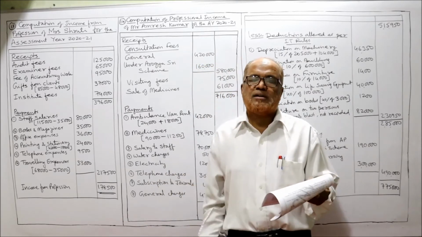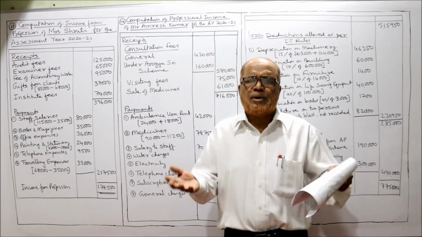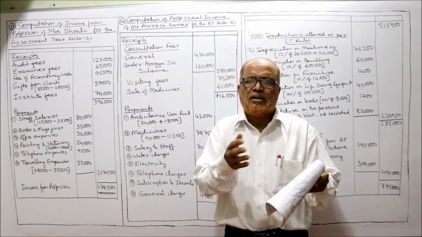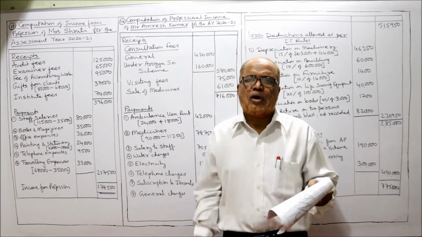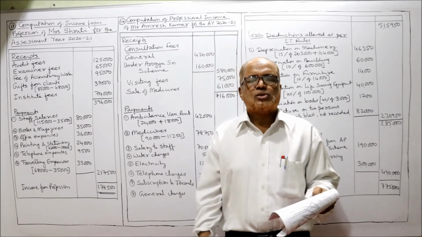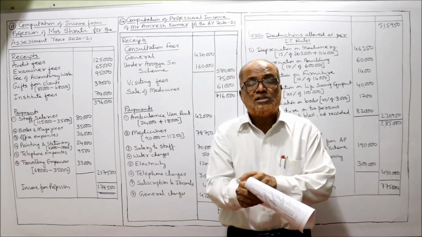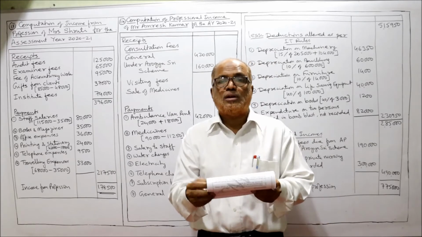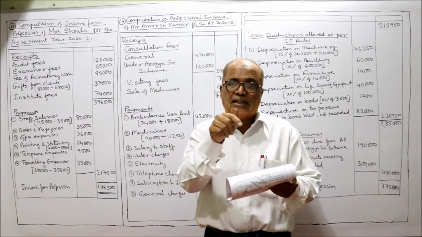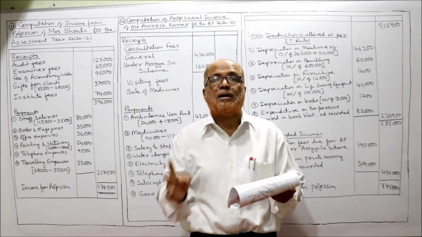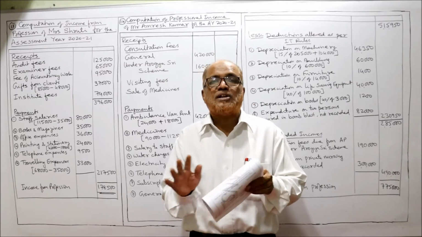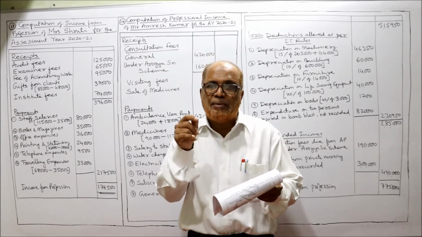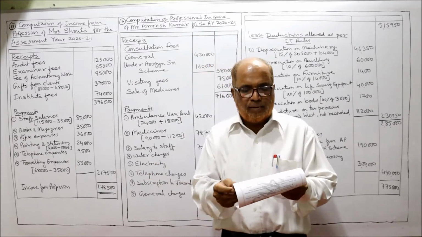Normally traveling expenditure will be allowed as deduction because for the purpose of profession, the assessee or employees are traveling. So traveling expenses are allowed. But here adjustment is given: 35,000 included in the traveling expense is for personal trip to Ooty. So this is personal expenditure. 35,000 will be deducted. Remaining will be allowed.